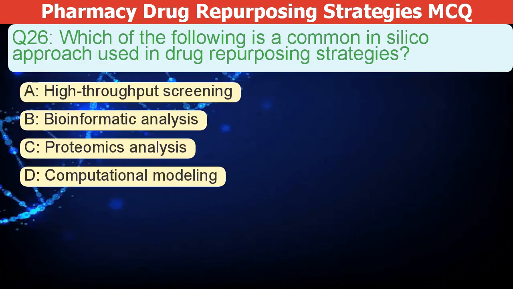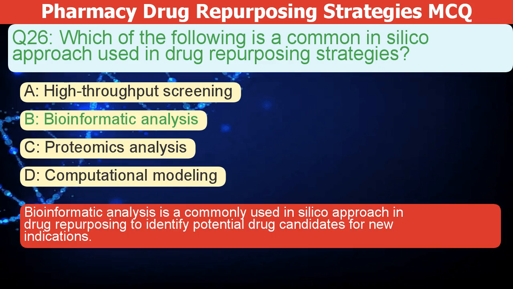Which of the following is a common in silico approach used in drug repurposing strategies? A. High throughput screening. B. Bioinformatic analysis. C. Proteomics analysis. D. Computational modeling. The correct answer is B. Bioinformatic analysis is a commonly used in silico approach in drug repurposing to identify potential drug candidates for new indications.